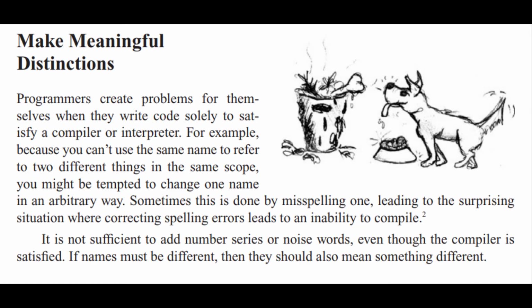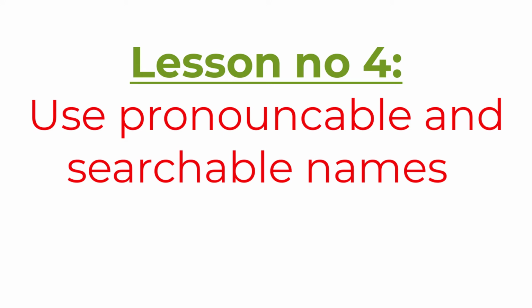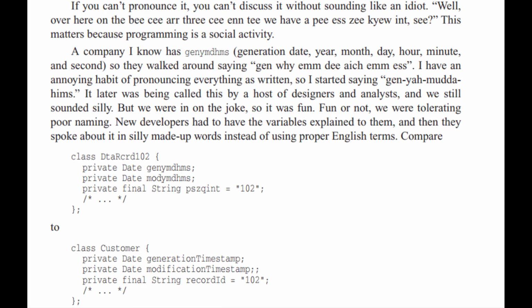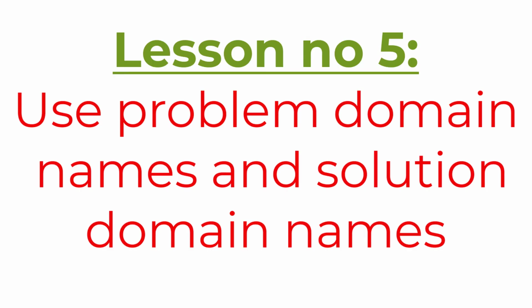The next lesson is use pronounceable and searchable names. Programming is a social activity. If you can't pronounce it, you can't discuss it without sounding like an idiot. So it's important to make sure that the name of the variable or function or class is pronounceable. Also, you have to use names of variables which are easily searchable by the IDE, so that the programmer who reads your code can easily search throughout the code. For this, single letter names or numbers in variable names are very difficult to search. We should avoid that.